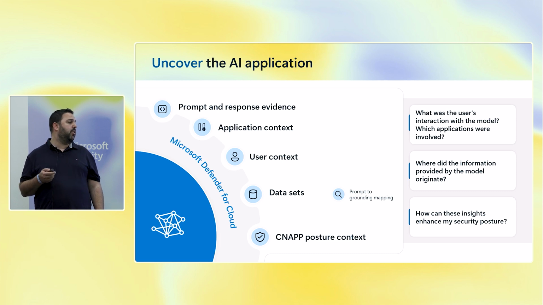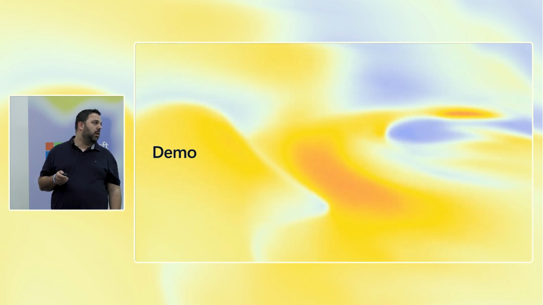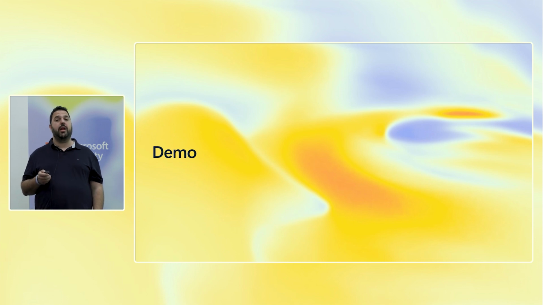And what we will show is prompt to grounding mapping. When we're looking at the prompt, we understand the grounding, we detect the storage that's being provided the grounding data to, and can detect that storage as used for AI grounding. So let's see how everything comes together in a demo.